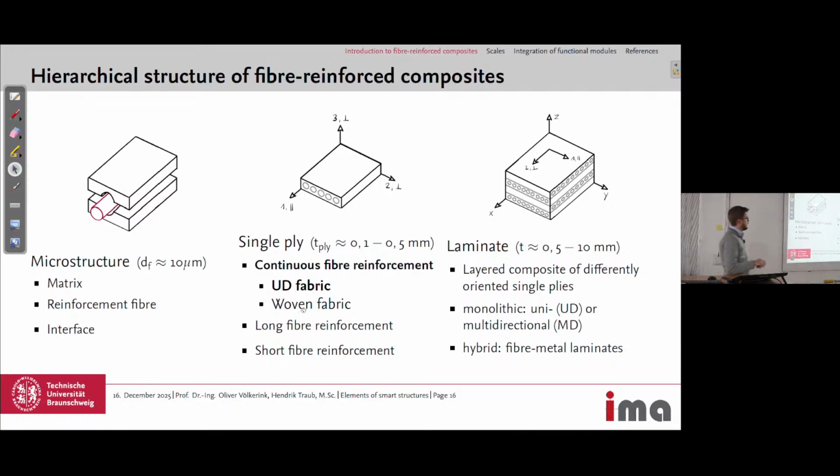But for really load-carrying structures, like aerospace structures, most of the time we use unidirectional continuous fiber reinforcement or woven materials. With the single plies, we can then build up laminates, so stack the individual plies on top of each other with differently oriented single plies. For monolithic materials, we can divide between unidirectional or multidirectional materials. Unidirectional, all plies have fiber orientation in the same direction. Multidirectional, for example, like here, 0 and 90 degrees. And then we can also distinguish hybrids, fiber metal laminates like GLARE.